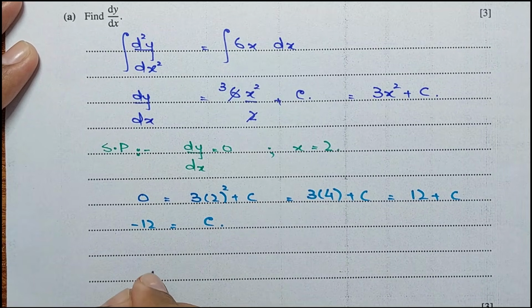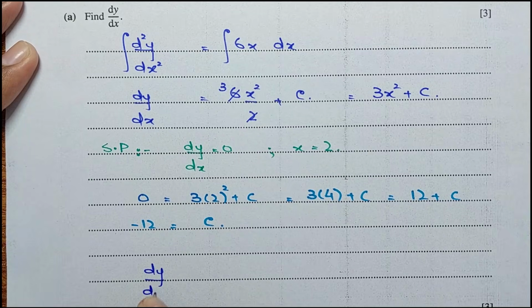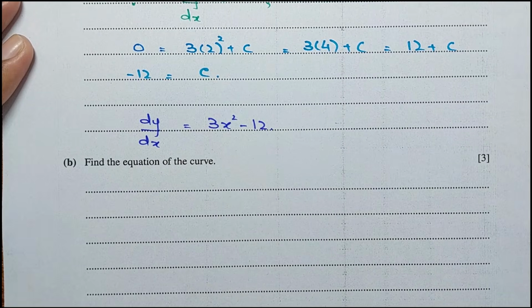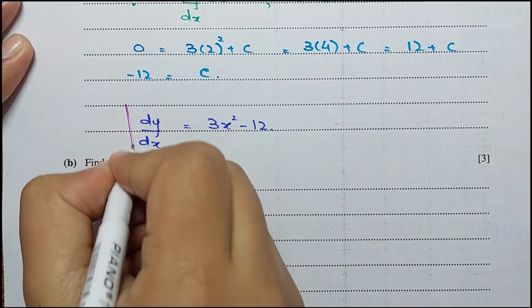So the first derivative dy over dx becomes 3x squared minus 12. This is the first derivative of the curve. All right.